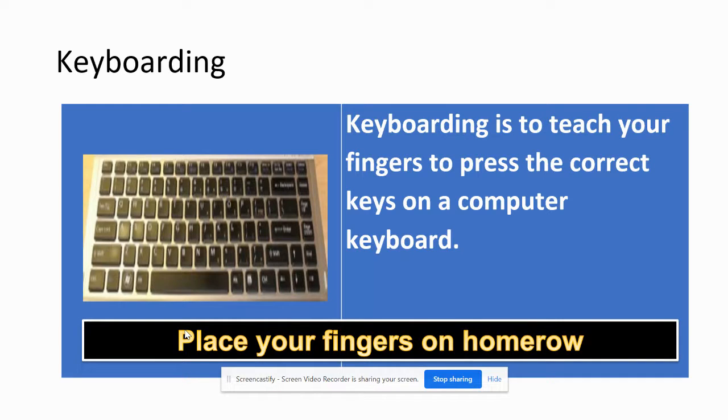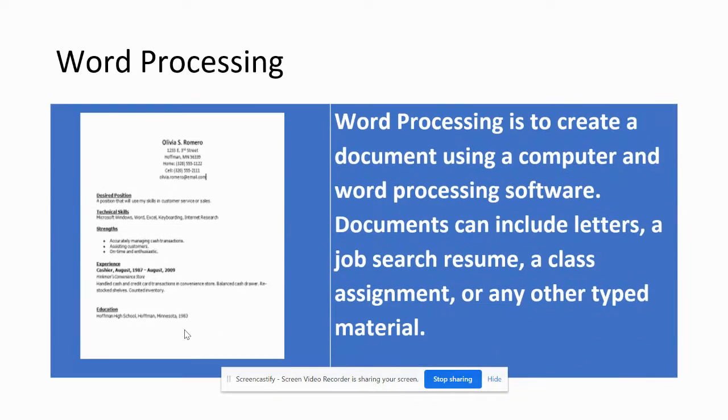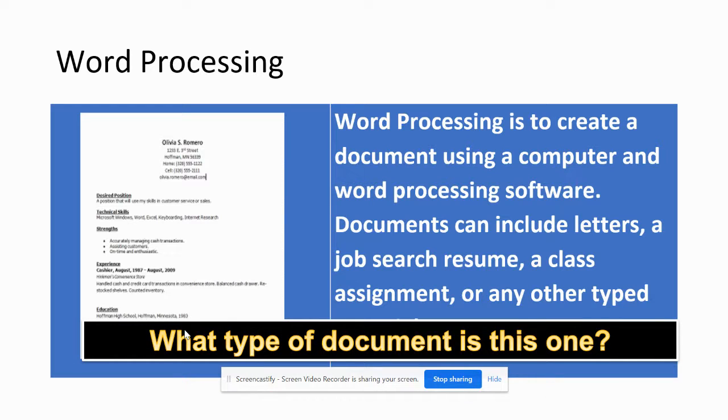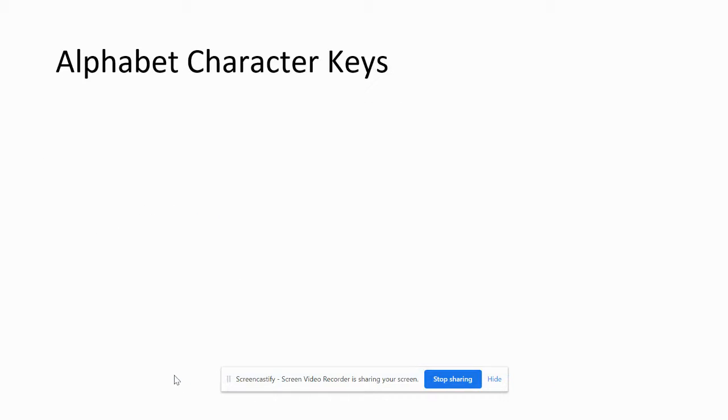What we would like you to do is, if you're using a computer for this, place your fingers on home row. Do you know where home row is? Word processing. If you've heard that term before, that really means that you are creating documents. What are documents? Well, they could include letters, resumes, reports, assignments. What is on the left here? What type of document is this, Olivia Romero? If you said resume, you are correct.